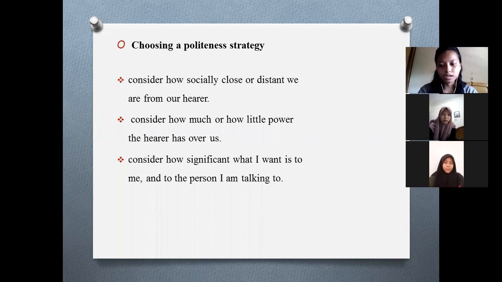Second, consider how much or how little power the hearer has over us. For example, are you talking to your boss or employer, a policeman, a service employee, or a judge? And last, we may also consider how significant what we want is to us and to the person we are talking to. For example, are we asking for change, for a loan, or to borrow a car?